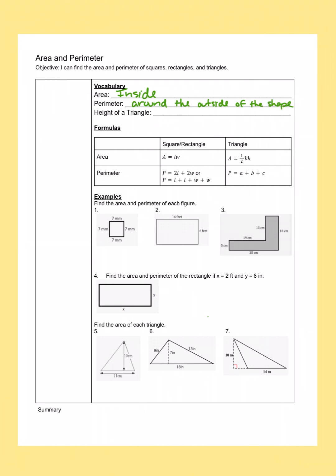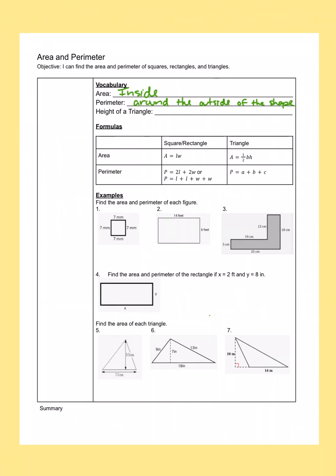And then a note to make for triangles, because triangles can be a little bit tricky. Part of the formula for area of a triangle is to use the height of the triangle. And we need to make sure we understand that the height must be perpendicular to the base.